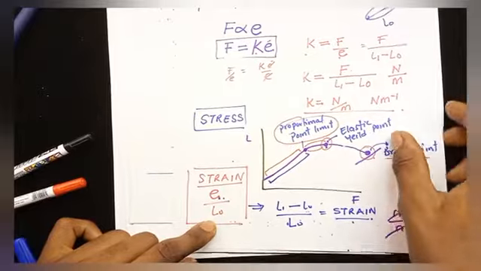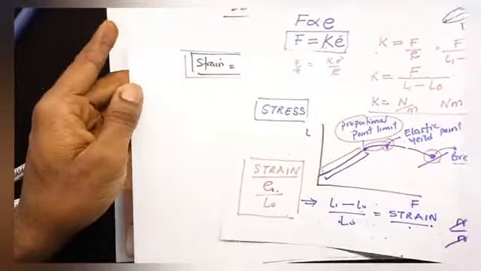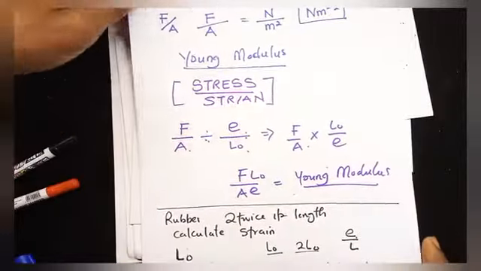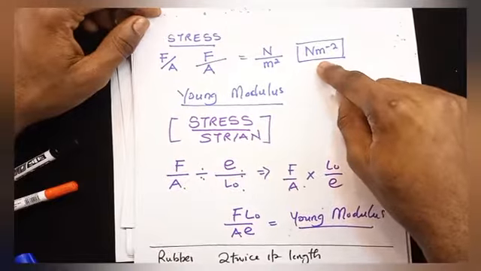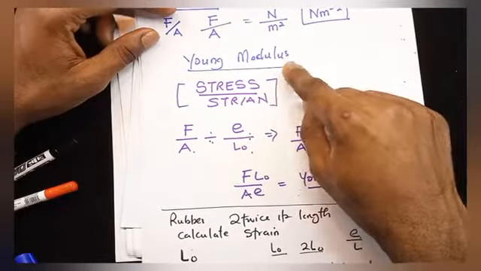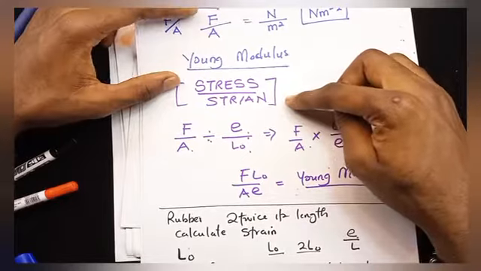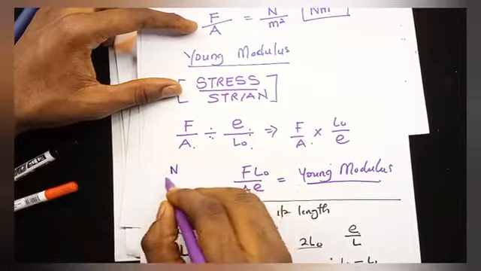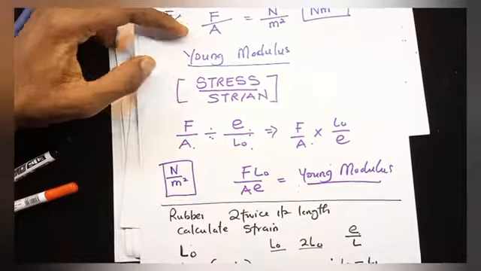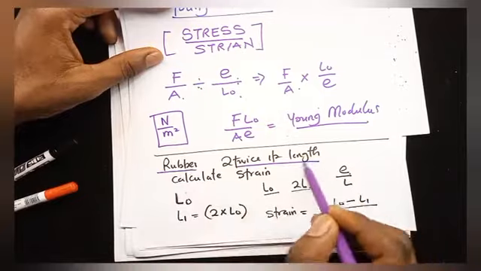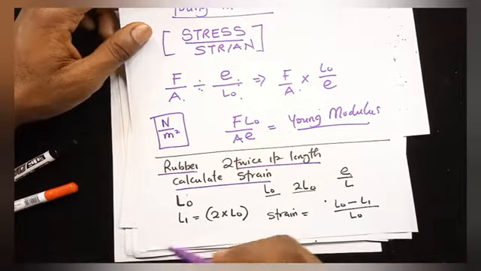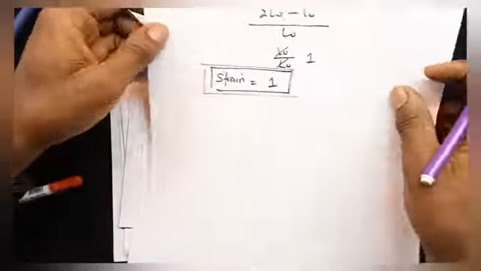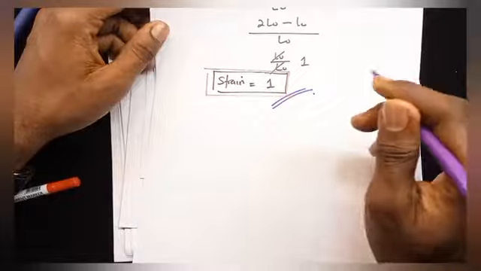We also looked at strain as the extension produced divided by the original length of the material, and we said strain has no units. We looked at stress, the stress produced in an elastic material, as the force per unit area, and the unit is Newton per meter square. We looked at Young modulus, and we said Young modulus is stress divided by strain, and the unit for Young modulus is also Newton per meter square. Then we looked at the question of a rubber band being stretched to twice its length, and we were told to calculate the strain. When we did that, we discovered that the strain of that rubber band was 1, and since strain has no unit, our final answer is 1.